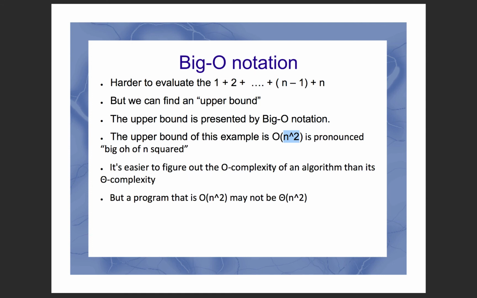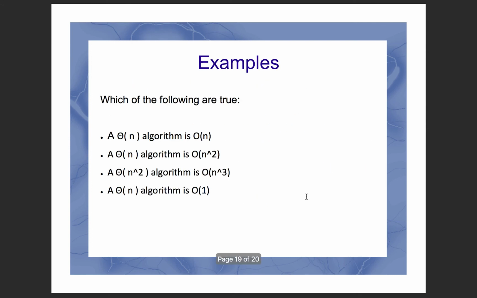So it is easier to figure out the big O complexity of an algorithm than its theta complexity. Theta complexity is basically the exact complexity. So it's always hard to find out the exact complexity. That's why we care about the big O complexity. But a program that is big O n square may not be theta n square, because big O n square is an upper bound and theta n square is not an upper bound, it is an exact solution. So a program that has big O n square may not be theta n square, may not be the exact solution that we are talking about.